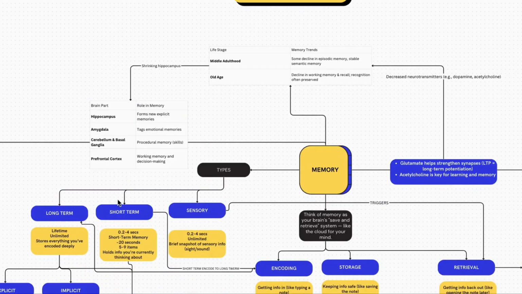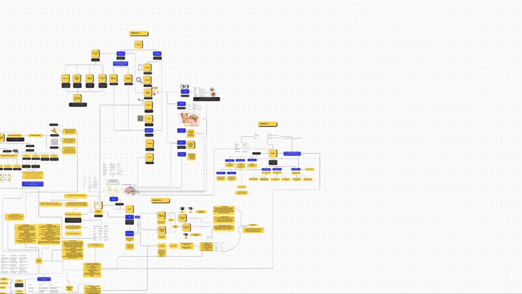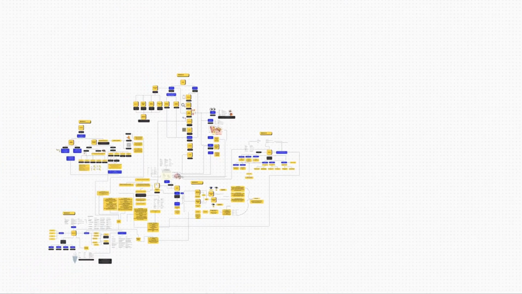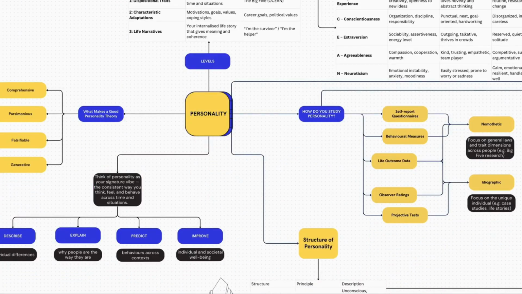The hippocampus forms new explicit memories, the amygdala tags emotions to memories, and the cerebellum and basal ganglia handle procedural memory, basically the skills that we learned about. And the prefrontal cortex. In Module 6, we will learn about personality.